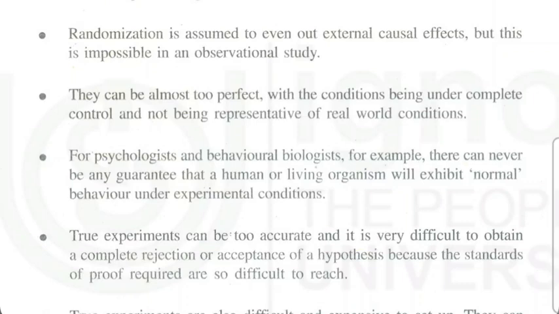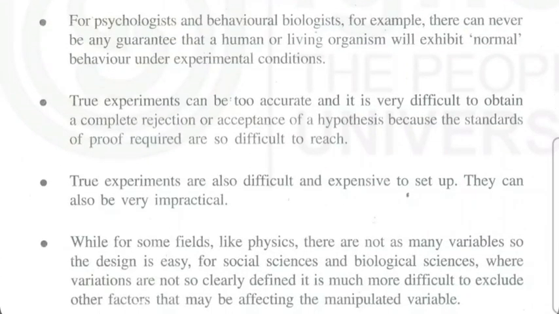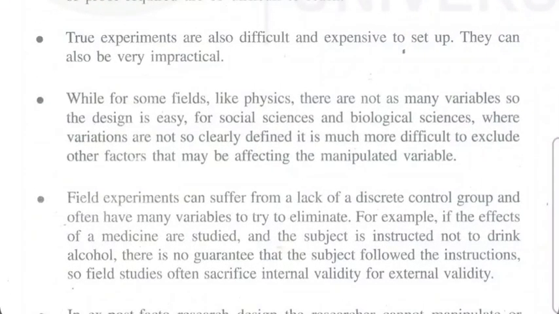True experiments can be almost too perfect, with the conditions being under complete control and not being representative of real-world conditions. For psychologists and behavioral biologists, for example, there can never be any guarantee that a human or living organism will exhibit normal behavior under experimental conditions. True experiments can be too accurate, and it is very difficult to obtain a complete rejection or acceptance of a hypothesis because the standards of proof required are so difficult to reach. True experiments are also difficult and expensive to set up. They can also be very impractical.